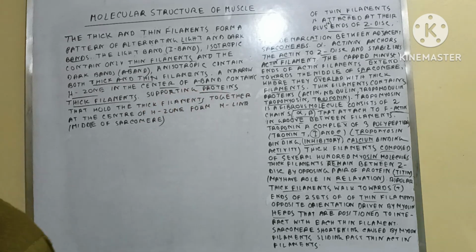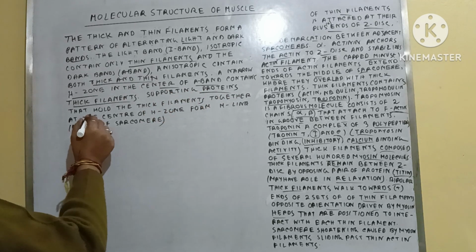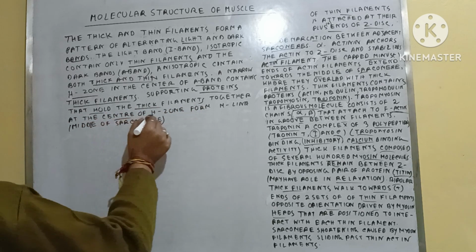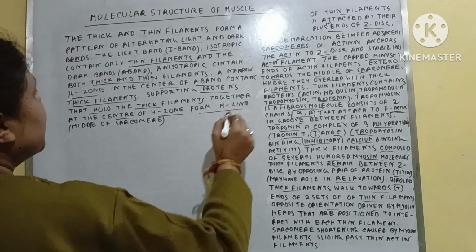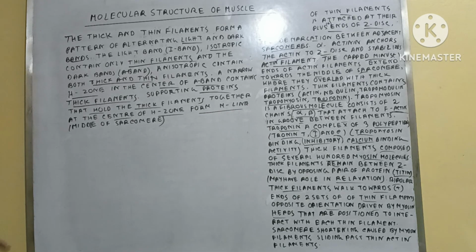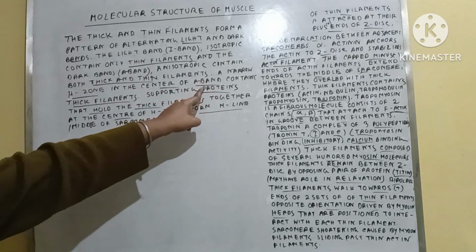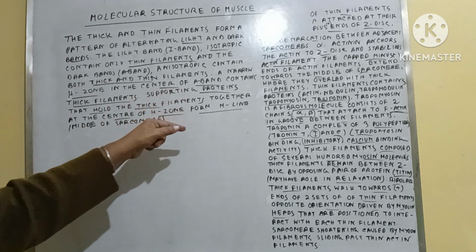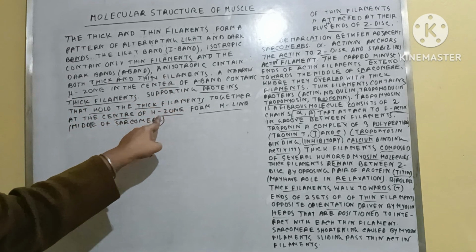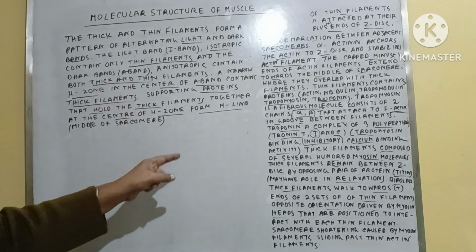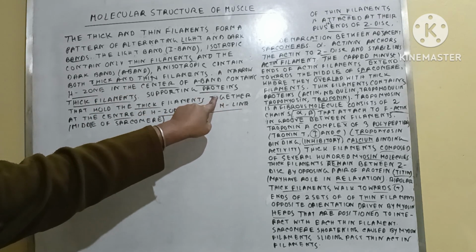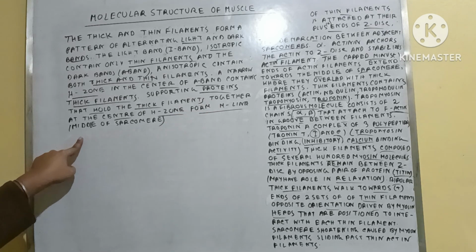Okay, some proteins are there, which are called the supporting proteins. These hold the thick filaments together, and at the center of the H zone form the M line. Clear? So, what is the role of these supporting proteins? They hold the thick filaments together where? At the center of the H zone, and in that way form the M line. Why is this called the M? Because it is just in the middle of the sarcomere.